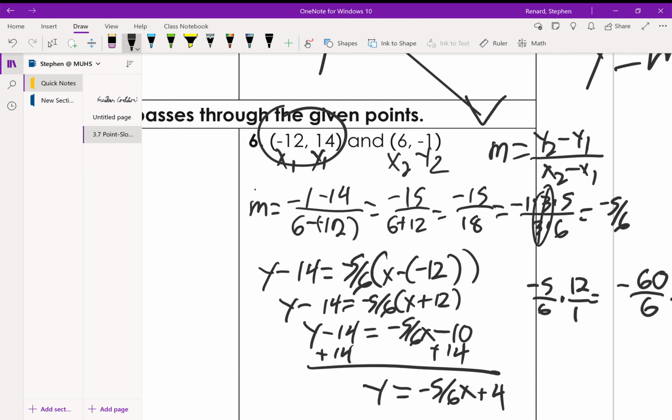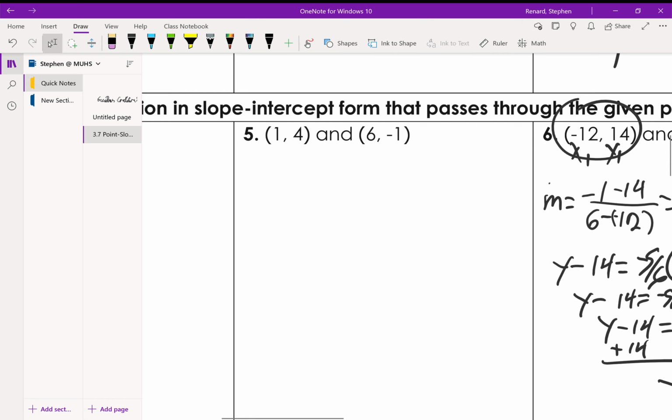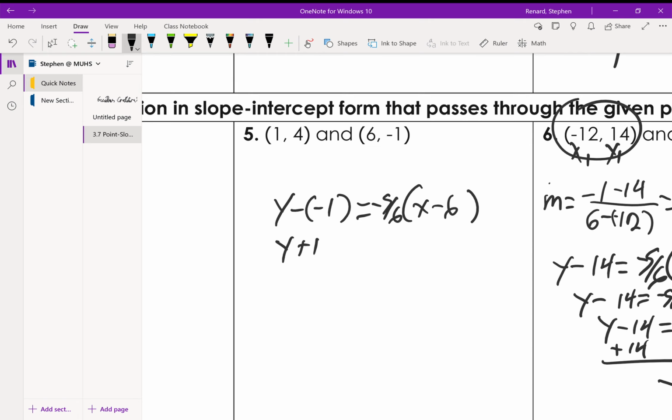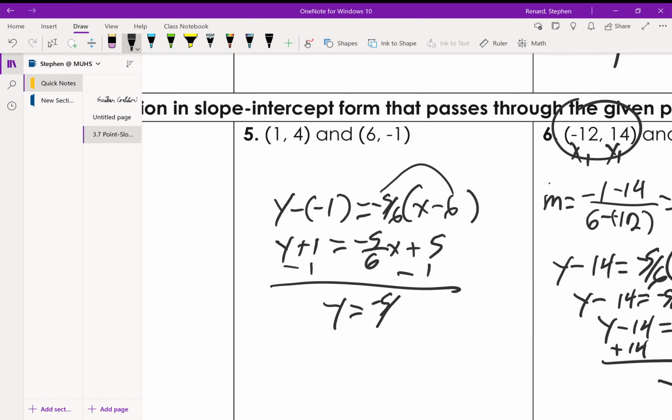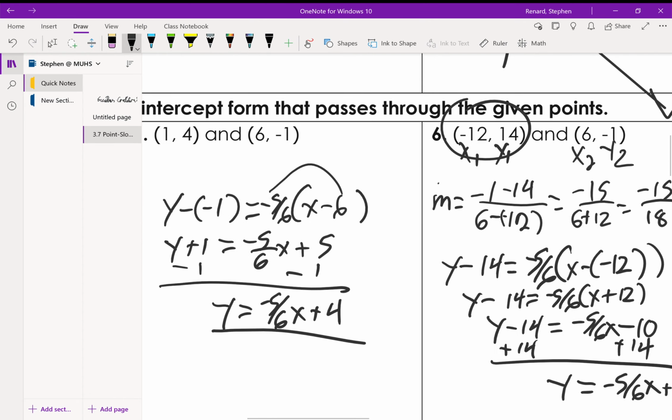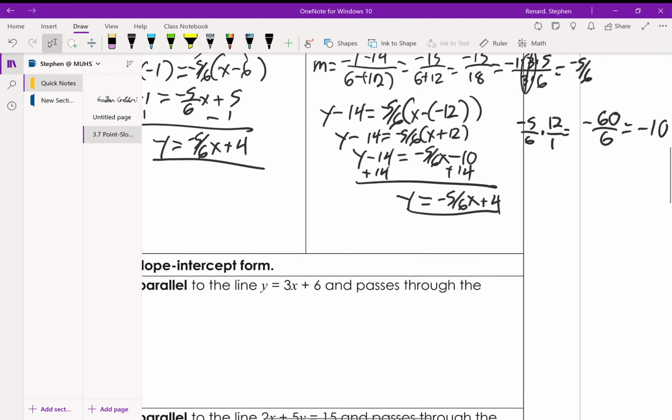Now, let's say I'd use 6 and negative 1. That would be y minus a negative 1 equals negative 5 over 6 times x minus 6. This would be y plus 1 equals, distribute that negative 5 over 6. Negative 5 over 6 times negative 6, for the same reason as we just did, ends up being a positive 5. Subtract 1 from both sides, and we get y equals negative 5 over 6 x plus 4. So notice it doesn't matter if you do it here or here, you're going to end up with the same thing.